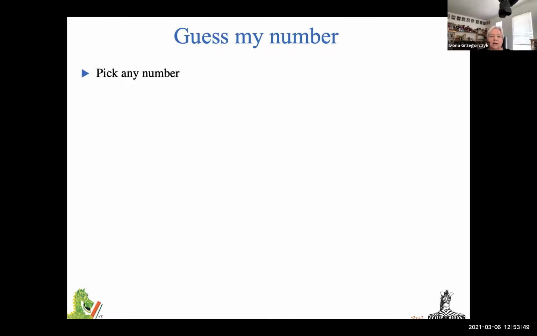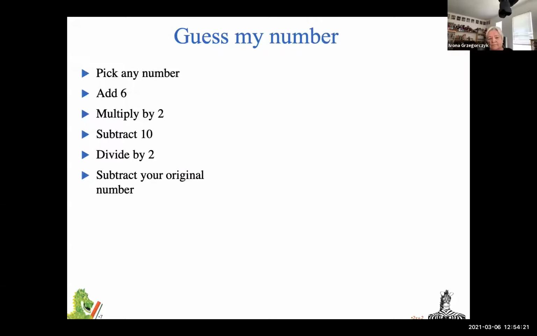So I will magically make you do certain calculations, and whatever you come up with, I will be able to guess. Okay, so I want everybody to pick any number. Now add 6 to it. Multiply it by 2. Subtract 10. Divide by 2. Subtract your original number. Okay, everybody ready? Add 6.